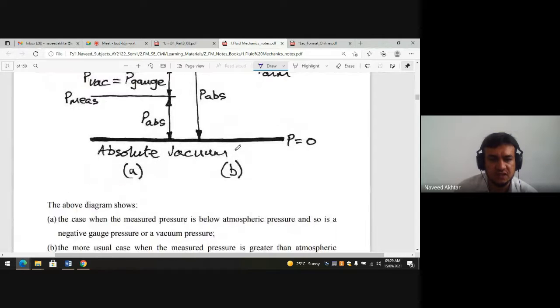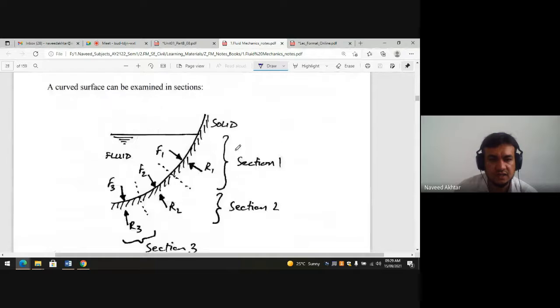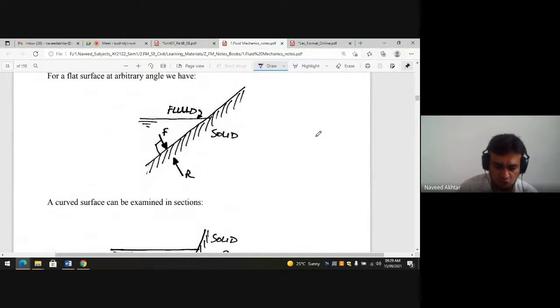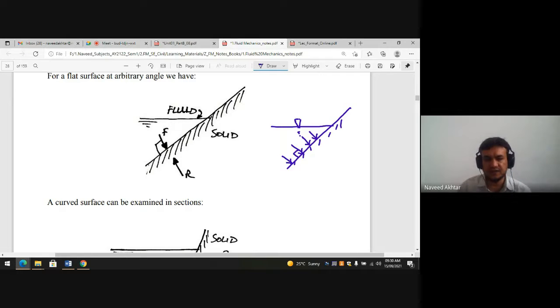If you see the surface of contact here, there is a sloping ground, and this is the water or any fluid. This force will always act normal. Normal means perpendicular to the surface. The force F exerted normal to the surface is nothing but your pressure.